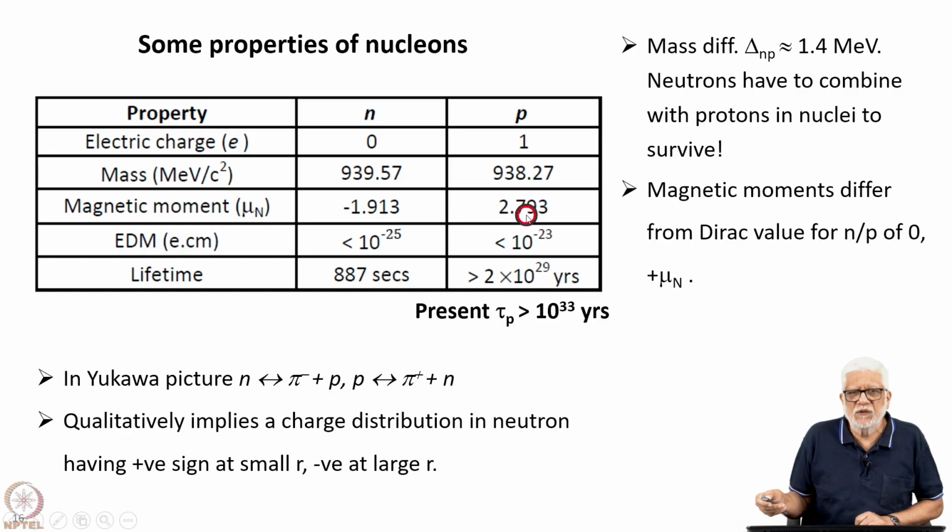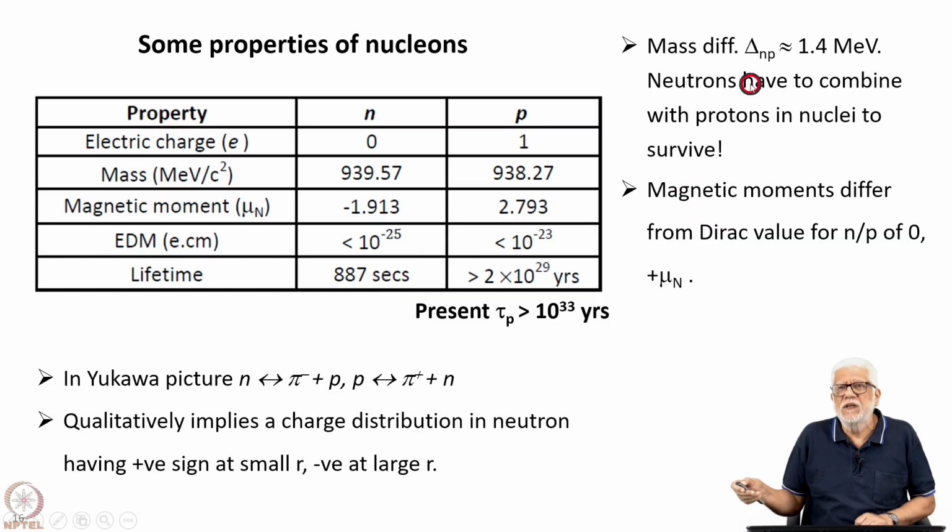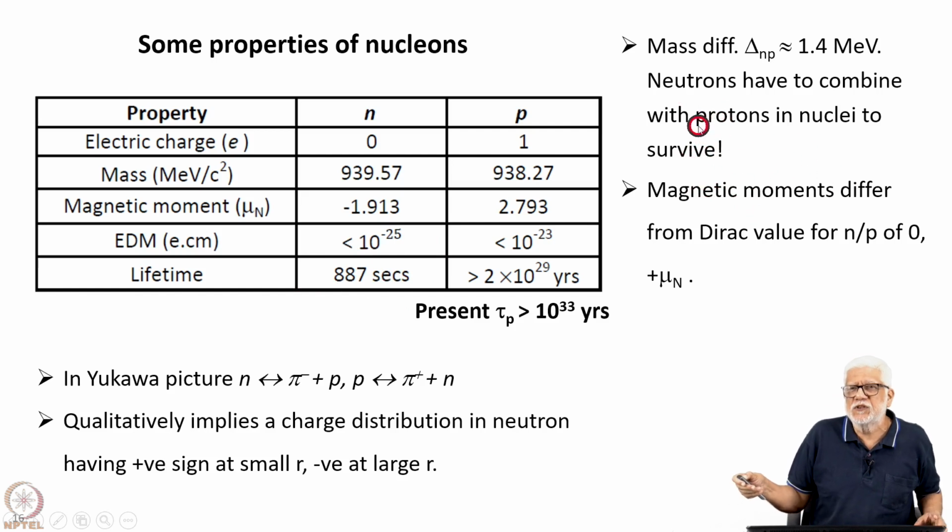So, this is co-directional with its spin, this is having the opposite direction. And so, I have two comments here. The mass difference delta NP is of the order of 1.4 MeV, and since the neutron decays with this half life, if neutrons have to survive, they can only do so when they combine with protons in nuclei. Free neutrons will not live longer than this.